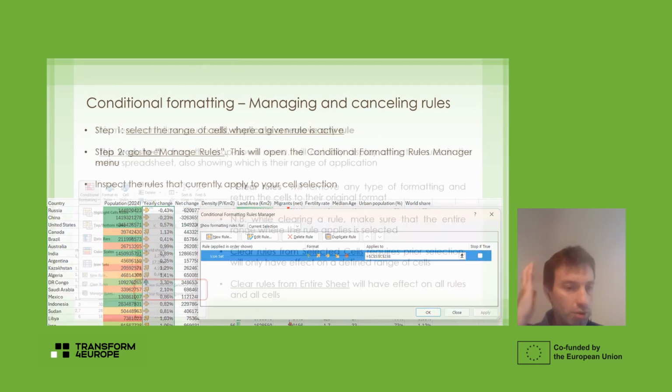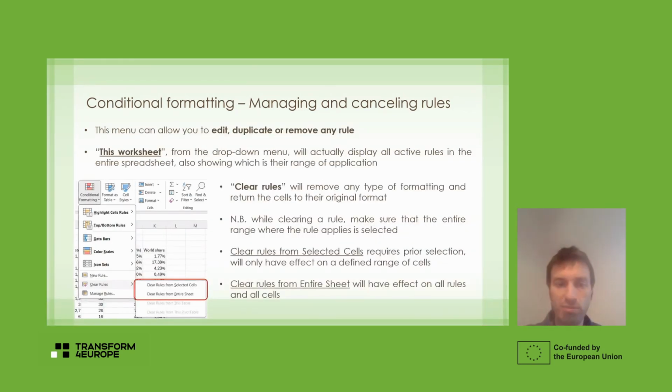There is the option to clear rules only from the selected cells, but sometimes you want to simplify the visualization of a spreadsheet because maybe you want to share it with a colleague without so many fancy things and colors. And it's pretty easy. You go on Clear Rules after having clicked on the main Conditional Formatting tab, and you click on Clear Rules from entire sheet. Okay. In this case, this will have effect on all rules and all cells. Okay. Pretty easy.